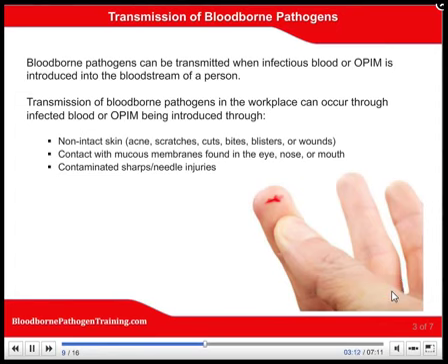Transmission of blood-borne pathogens. Blood-borne pathogens can be transmitted when infectious blood or other potentially infectious material is introduced into the bloodstream of a person. Transmission in the workplace can occur through infected blood or other potentially infectious materials being introduced through non-intact skin, acne, scratches, cuts, bites, blisters, or wounds. Contact with mucous membranes found in the eye, nose, or mouth. Contaminated sharps or needle injuries.